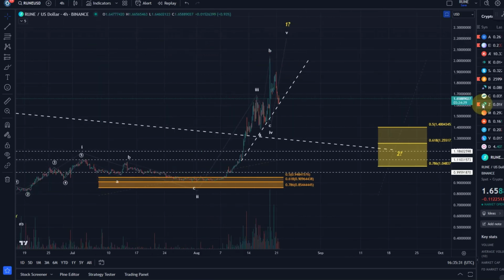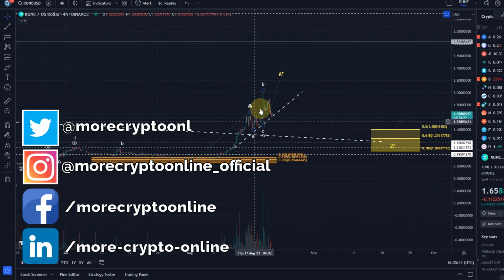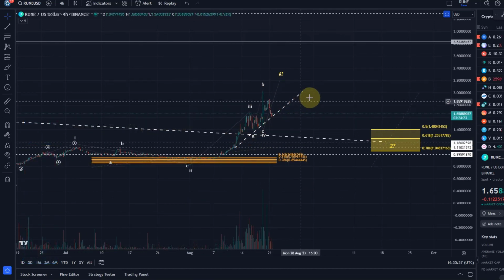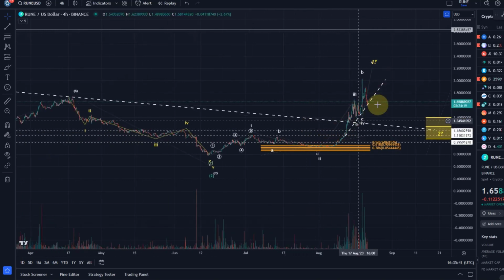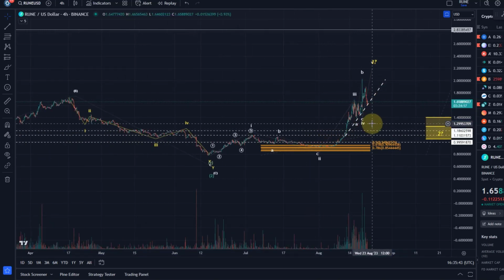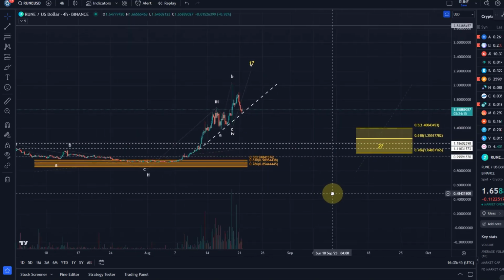On the RUNE chart, price continues to climb higher. It has seen a little bit of a sell-off in the last few days. It's pulled back now to a trend line. The latest price action allows us to draw an ascending trend line onto the chart that is supporting the price.